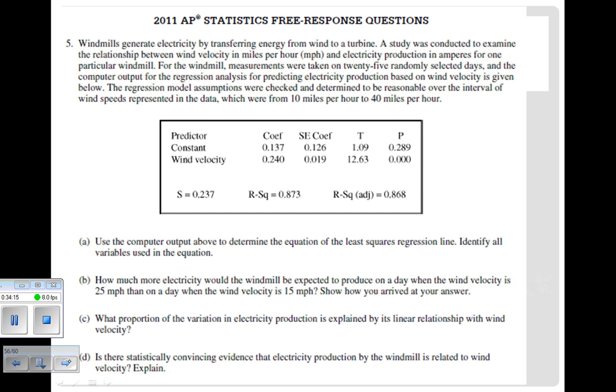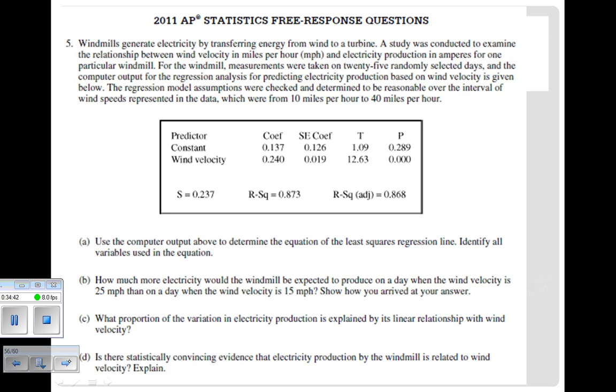One more question. Let's see how you do on this. This is from the 2011 AP Statistics Free Response. Here you can see the computer output. I want you to write the least squares regression line, identify all your variables. How much more electricity would the windmill be expected to produce on a day when the velocity is 25 than on a day when the wind is 15?